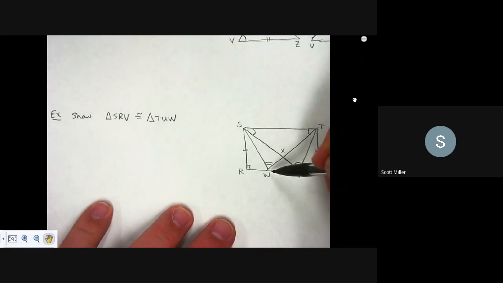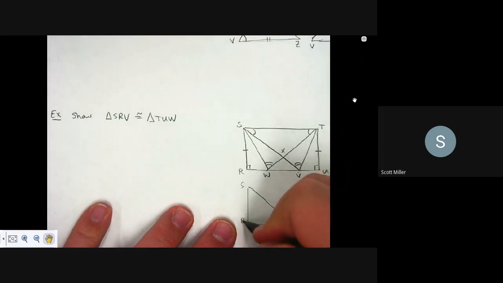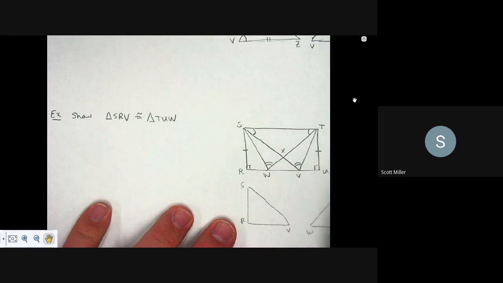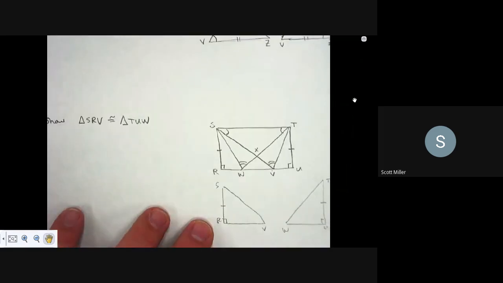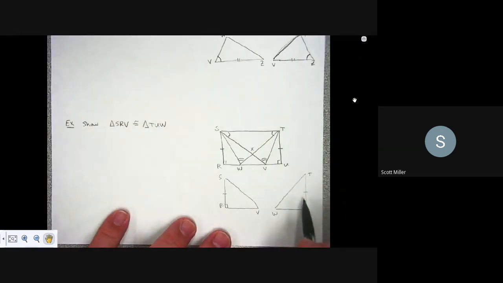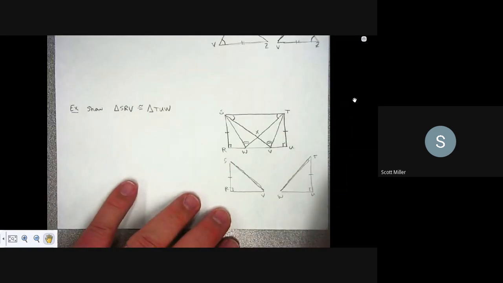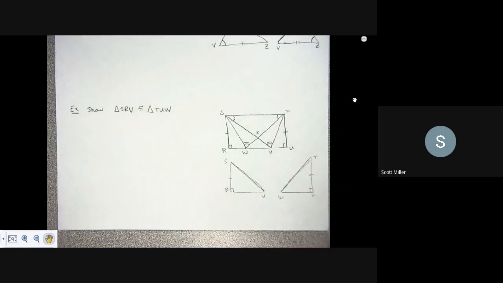If I pull those apart, you will notice here's S, here's R, here's V. Here's W, U, T. That's 90, that's 90. That's congruent to that. Well, I can see clearly that I have two right triangles. And one side is congruent. By hypotenuse leg, if I can show that this side is congruent to this side, then I'm done. The two triangles will be congruent. So can I get those two sides to be congruent? Is it possible for me to do so?